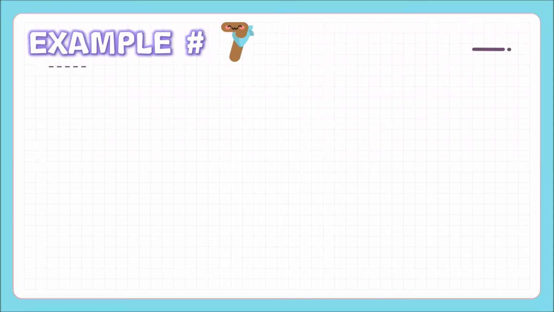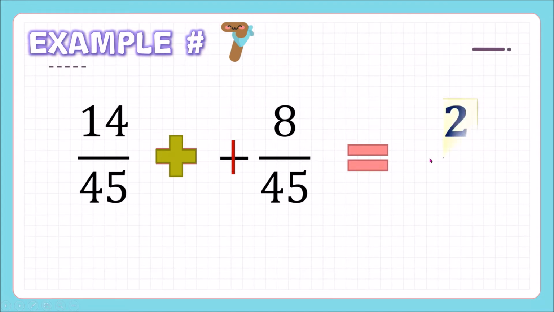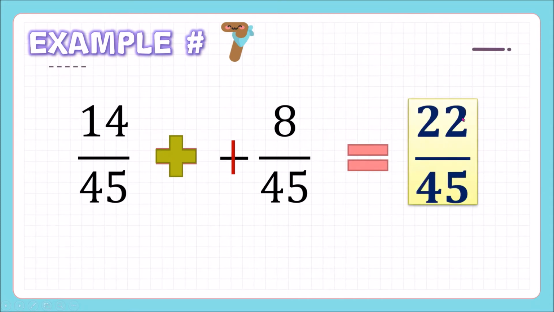Next, example number 7. 14 over 45 minus negative 8 over 45. So first, change the sign of the subtrahend and then proceed in addition. So the common denominator is 45, just copy. And then we have positive 14 plus positive 8. Take note, 8 here is positive now. So 14 plus 8, we have 22. So we have 22 over 45. So no lowest term for this fraction.